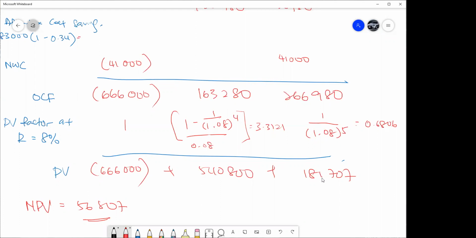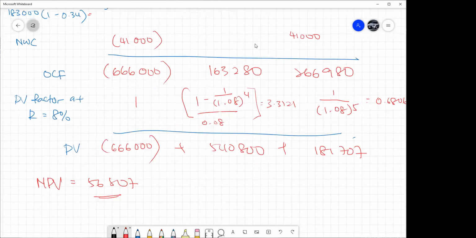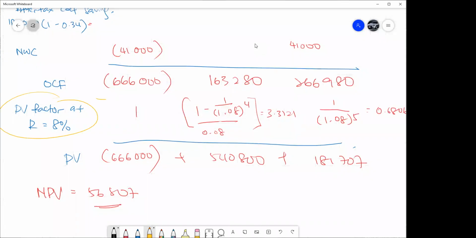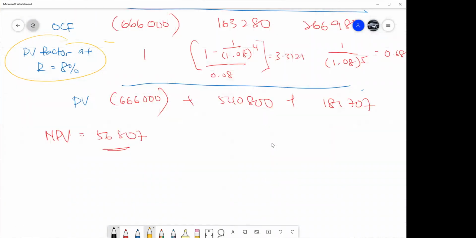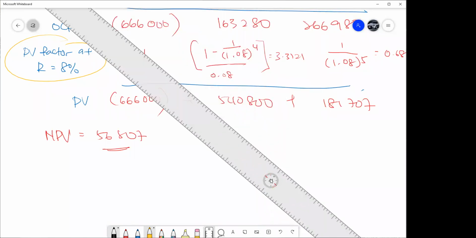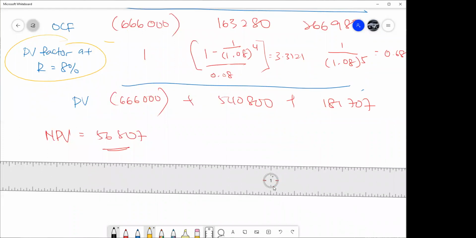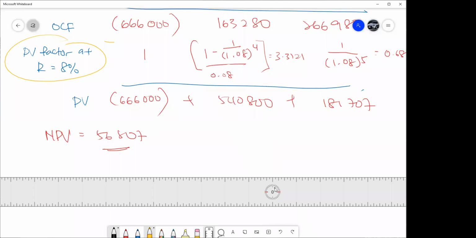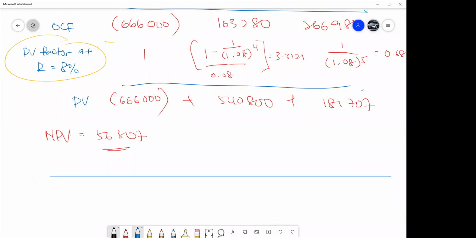Okay, so the question here is very confusing. Where's the confusing part? I will tell you. Students will be saying, what is this PV factor, sir? I don't understand. Why is this appearing here? Why do I want to use this? This is to make your life easier actually. If you don't want to use this, you look at the OCF here. Five years: 0, 1, 2, 3, 4, 5.